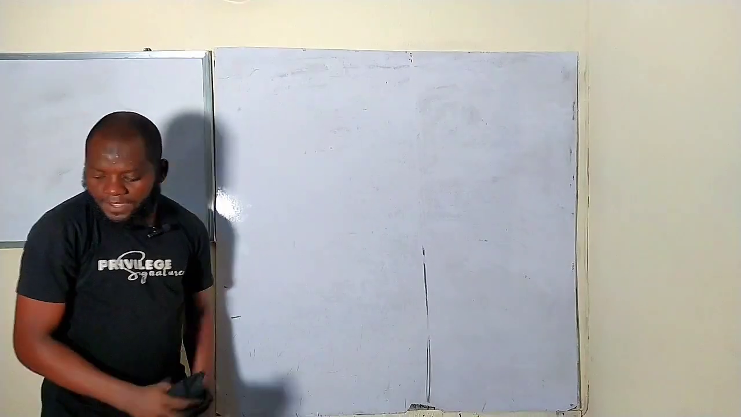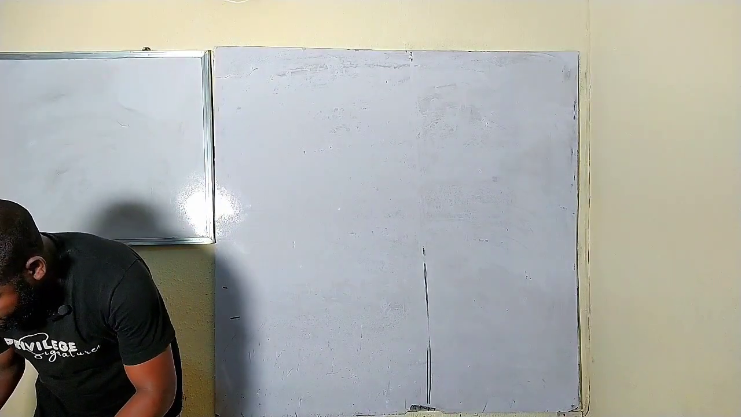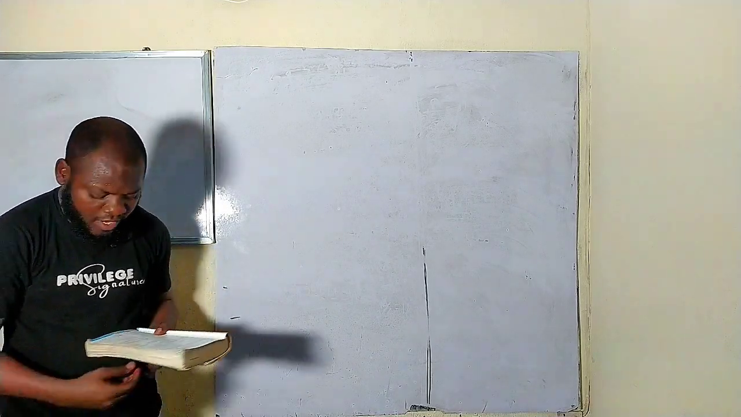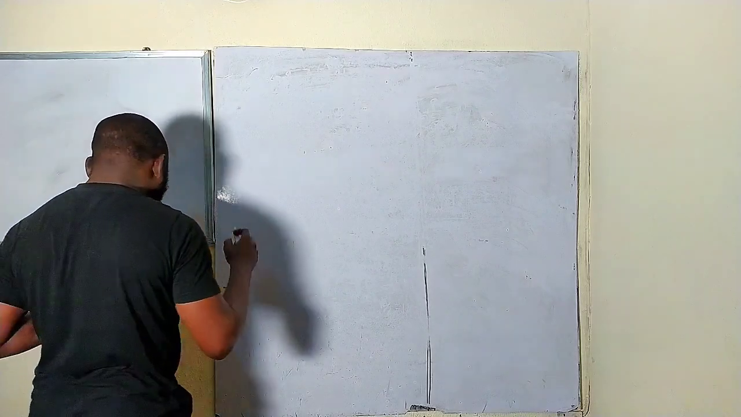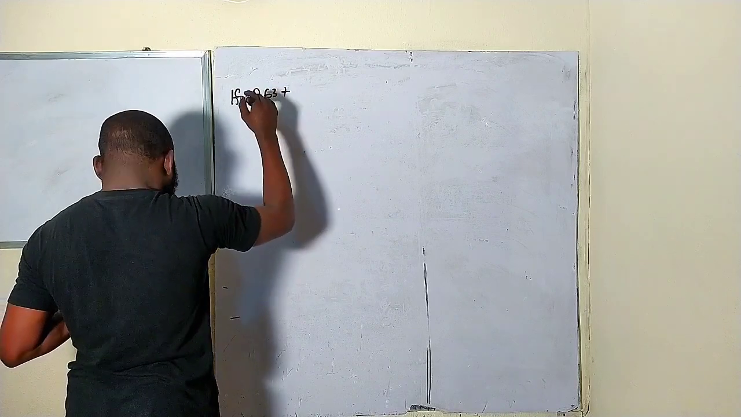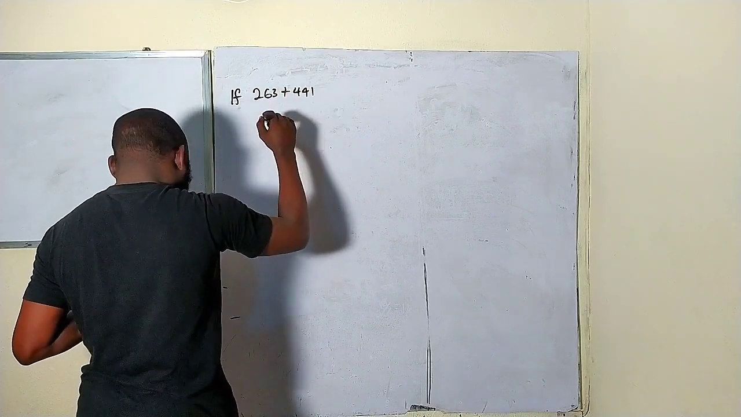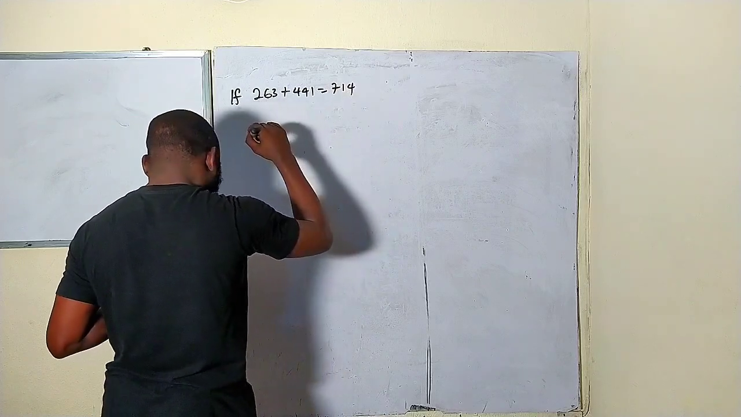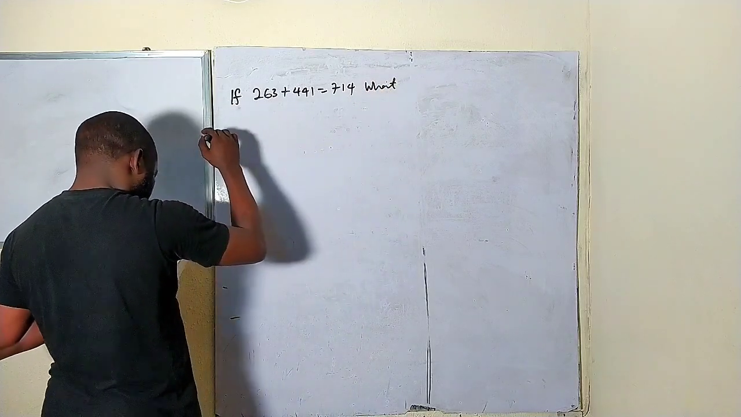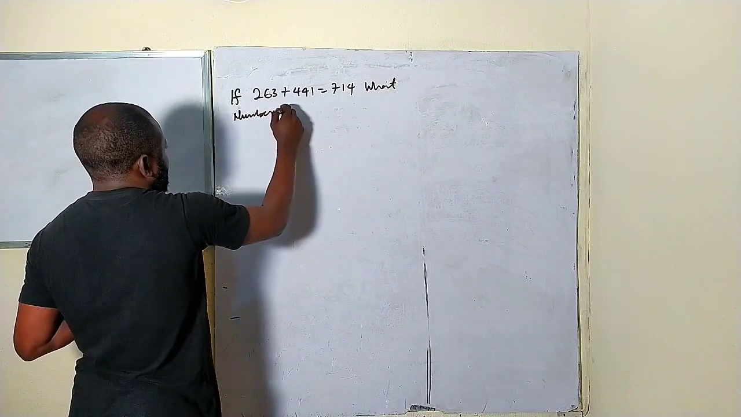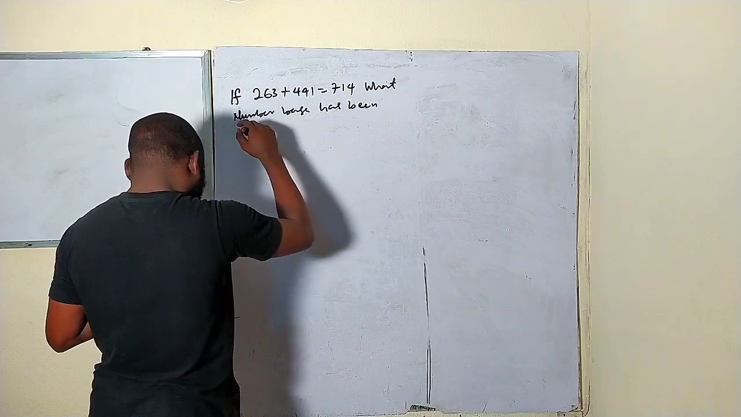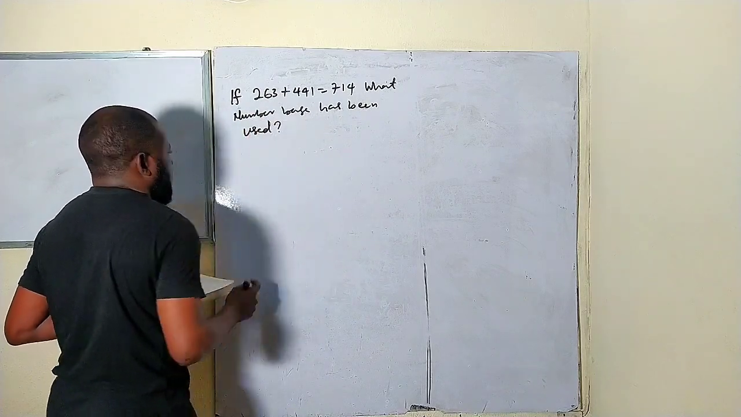Okay, so let's see the first example, also from JAMB past questions. So I'm trying to check my past question here and see which we should look at. So this is 1984 number 2. The question says, if 263 plus 441 equals 714, what number base has been used?